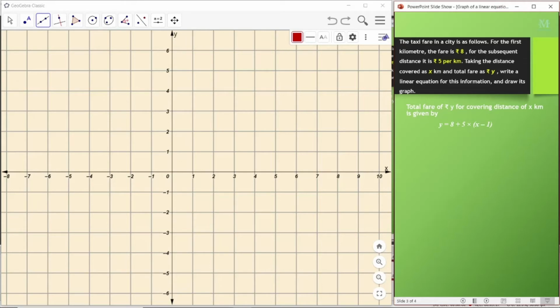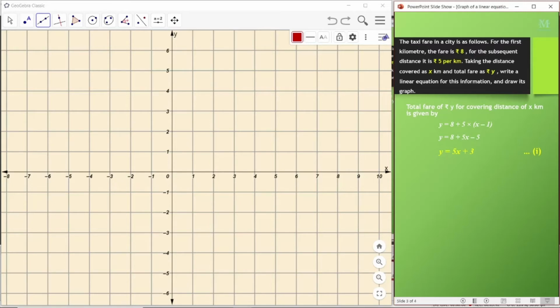So now how many kilometers are left? x minus 1 kilometers are left, and we multiply them by 5 rupees because it is ₹5 per kilometer. So it becomes y is equal to 8 plus 5 multiplied by x minus 1. If you simplify it, you get y is equal to 5x plus 3. Let us label it as equation 1.